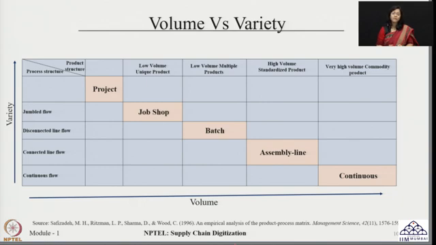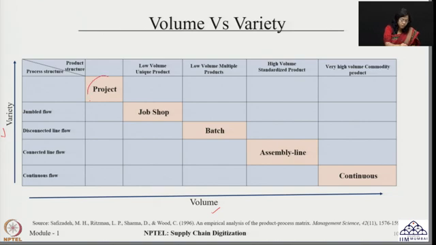So, whatever we have discussed, if we summarize it all together and make up this table, on the x axis we have volume, and on the y axis we have variety. Now, if we refer to these 5 manufacturing processes that we have discussed, the project type of environment will always be linked with those products which have very low volume, like the construction projects that we have seen or similar projects, whereas in terms of the varieties, this is going to be at a very high level.